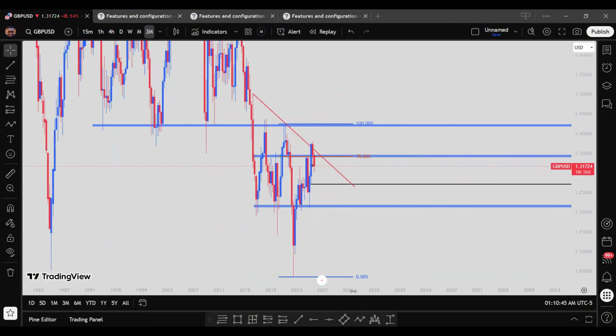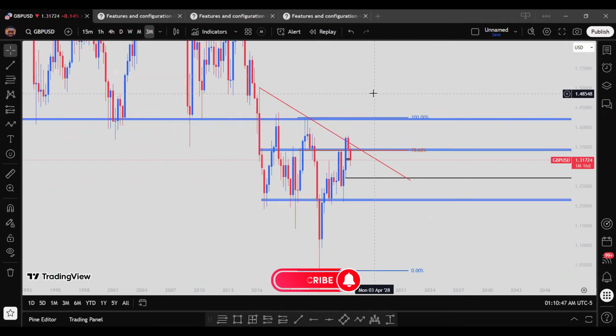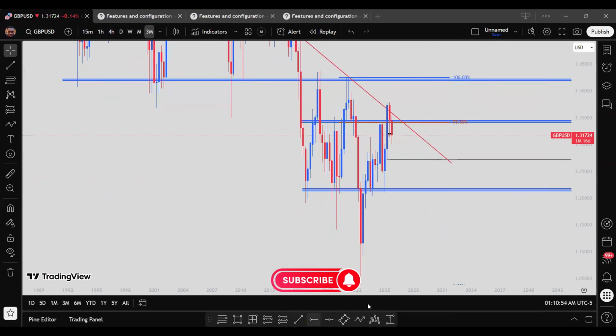On GBPUSD, looking at it on the 3-month time frame, we have this descending trend line here. We have a first touch here, a second touch, and the third touch. And I think that's the reason why they're having this downward movement in price.